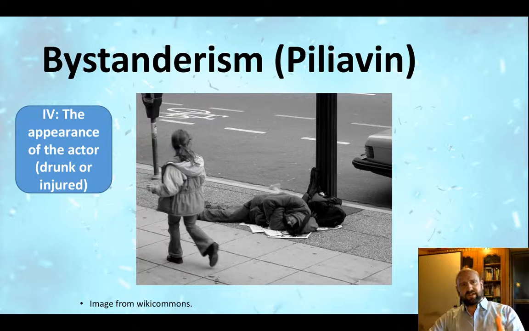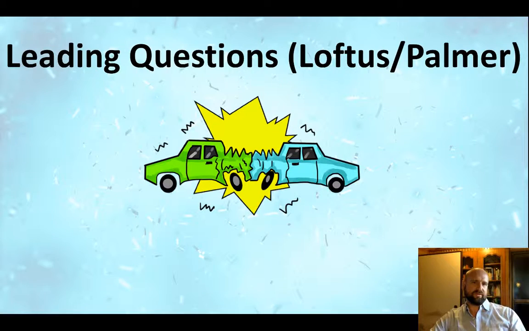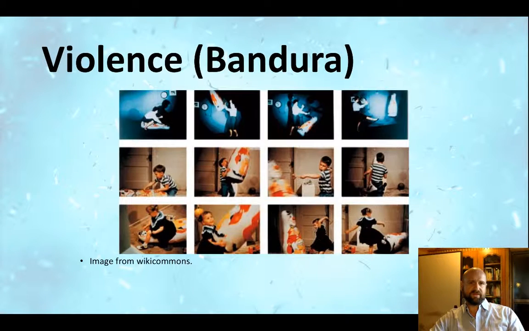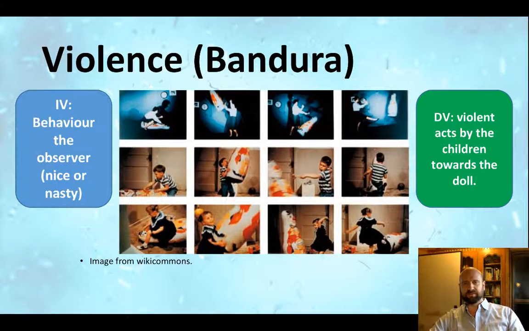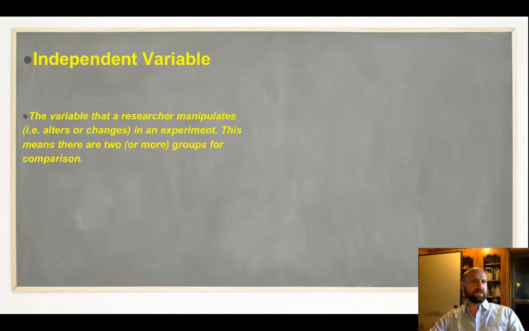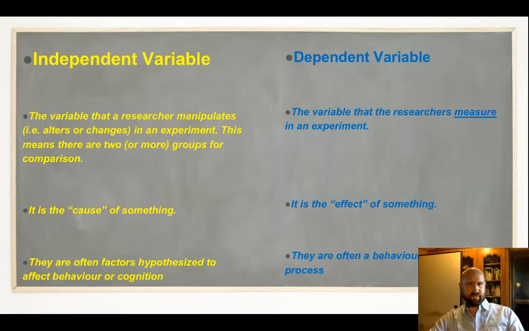And I use a condition here: if the actor appeared drunk or if they appeared injured, and then how they were offered help. Loftus and Palmer, that famous one, and then Bandura, and explain these. So just using these concrete examples to explain IVs and DVs. And this is important. Here's just a bit of a summary.